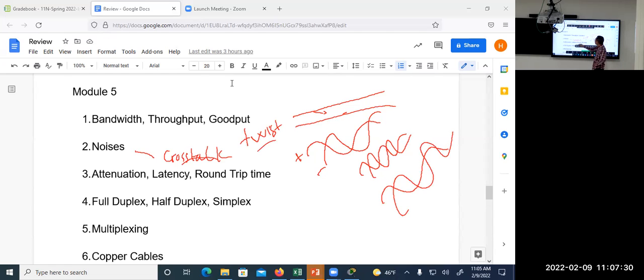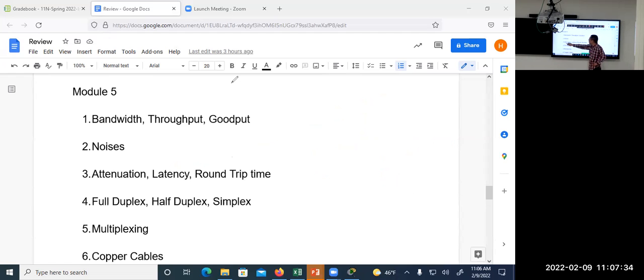Now you have the definition of attenuation. What is the attenuation here? Any idea? Now think about that. At the beginning, you are very strong, right? And if you run a long way, you are exhausted, right? And think about this one.